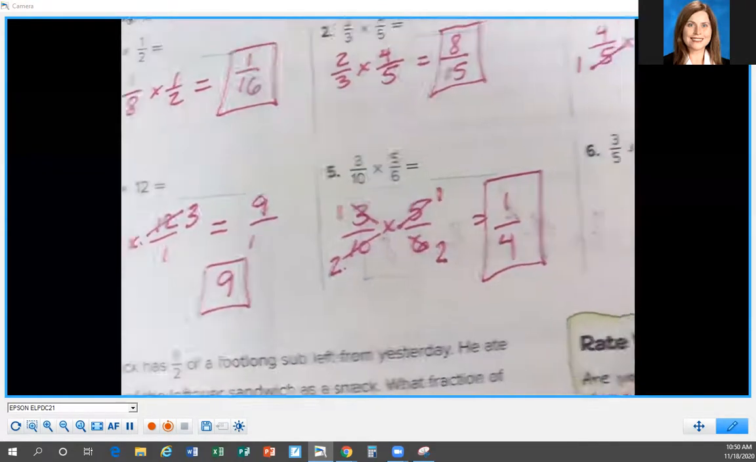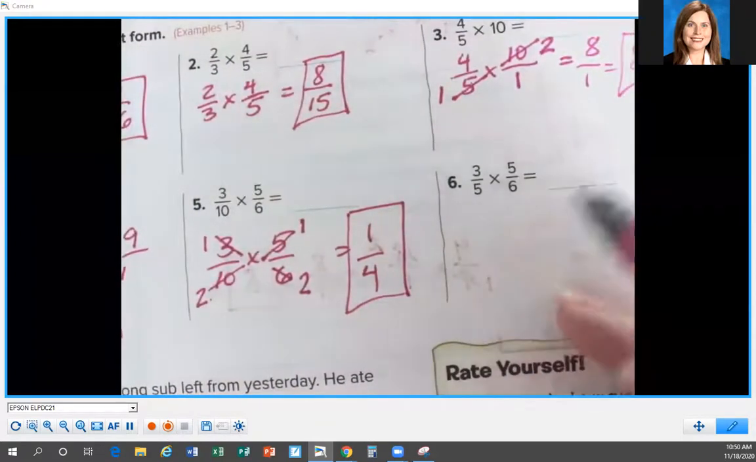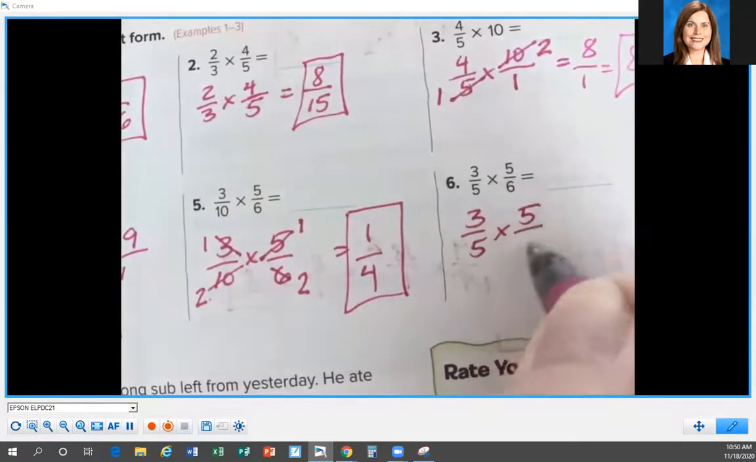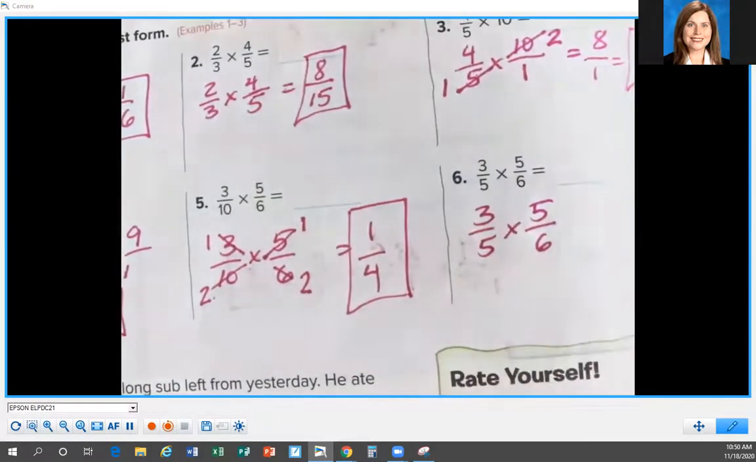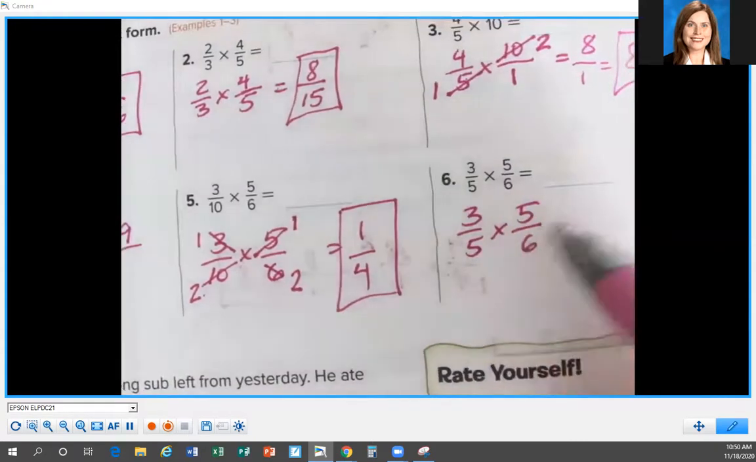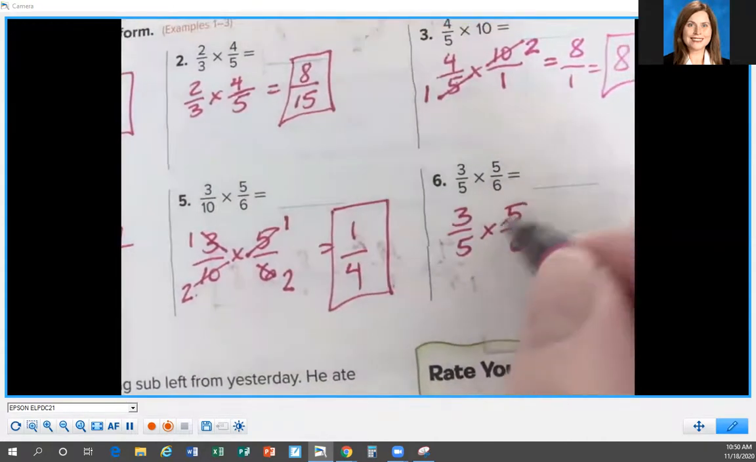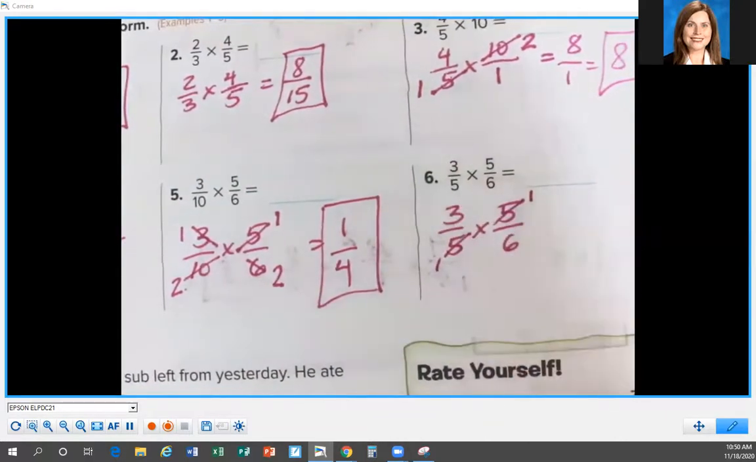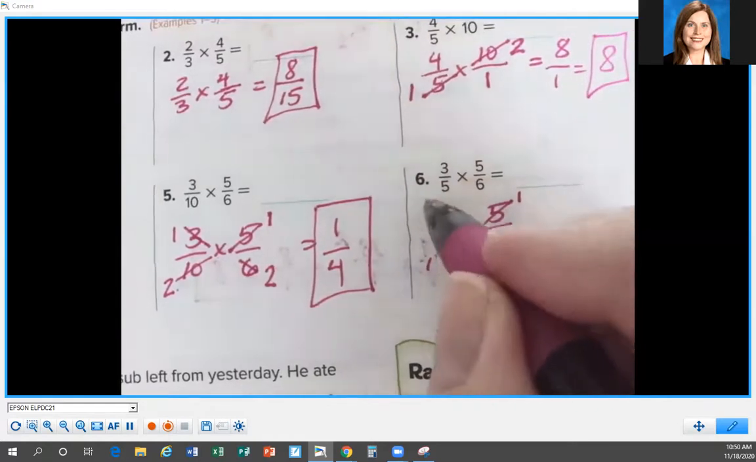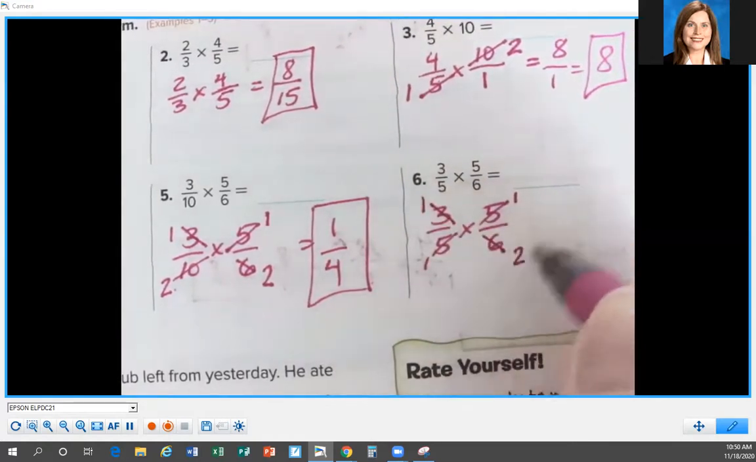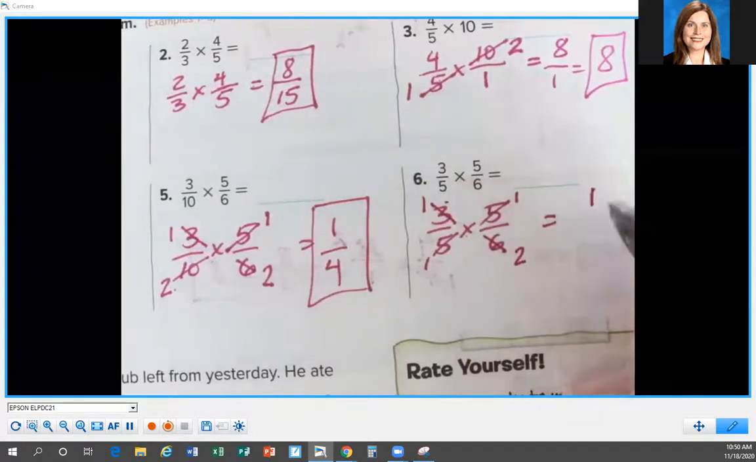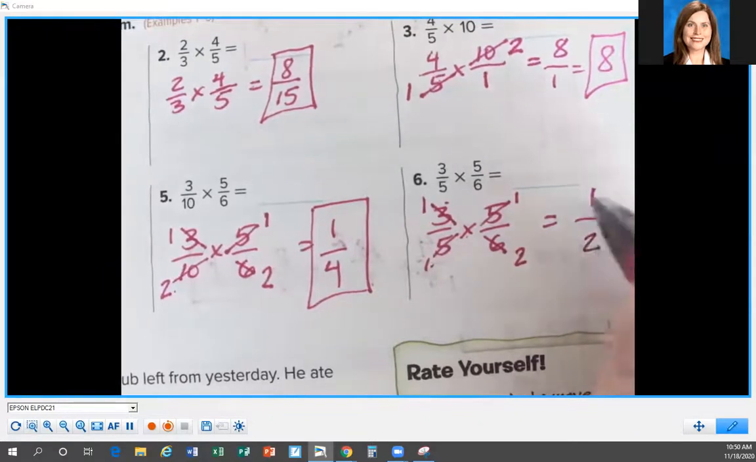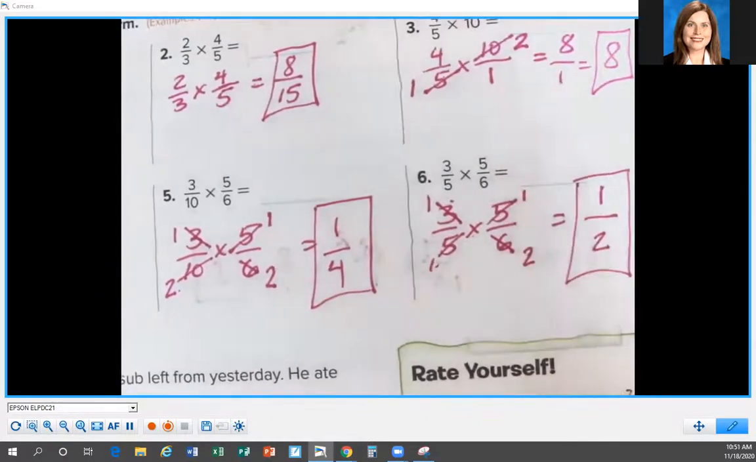Number 6. 3/5 times 5/6. Okay, so first we want to check to see whether we can cross cancel. 5 and 5 are both divisible by 5. 5 divided by 5 is 1. 5 divided by 5 is 1. 6 and 3 are both divisible by 3. 3 divided by 3 is 1. 6 divided by 3 is 2. Numerator times numerator is 1. Denominator times denominator is 2. So we get 1/2.